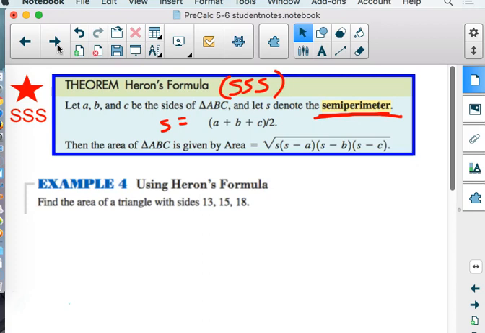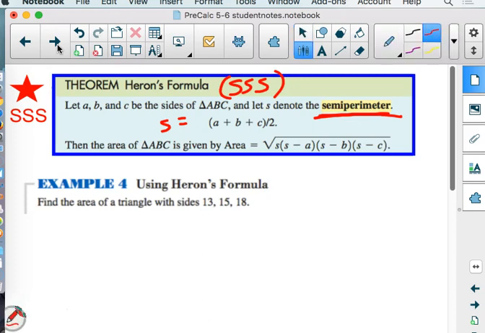But semi means 2. So we're going to take the perimeter and we're going to divide it by 2. That's the semi-perimeter. So in this case it says, hey, if you can add all 3 sides up, divide it by 2, then the area of the triangle will be the square root of the semi-perimeter times the difference between the semi-perimeter and each of the 3 sides. How far are they away from each other? And that'll work. That'll give you the area.